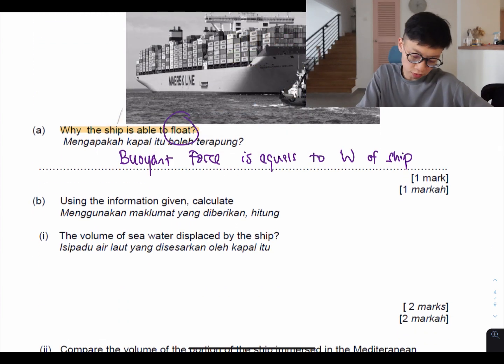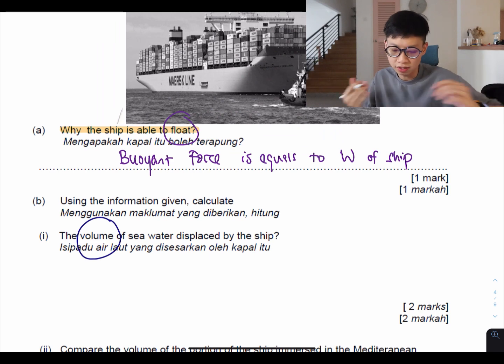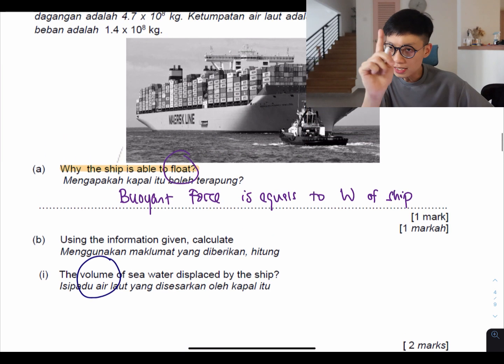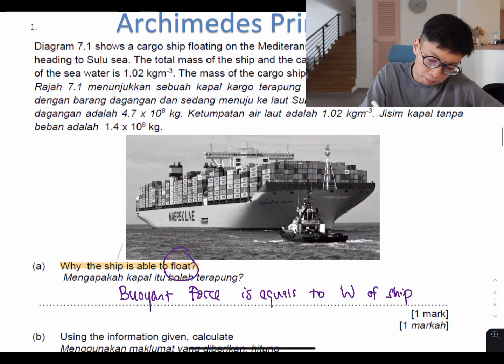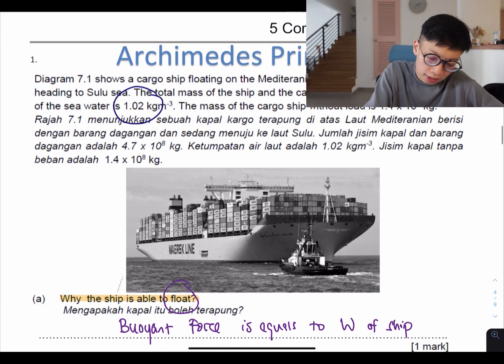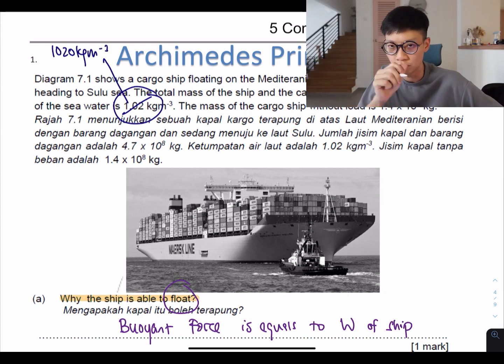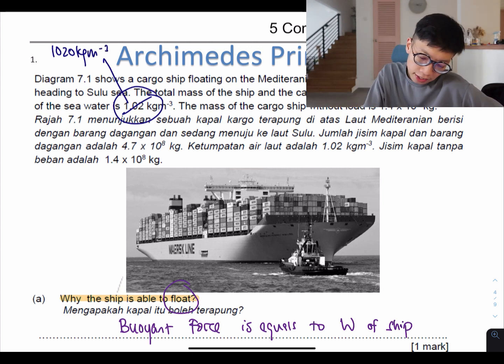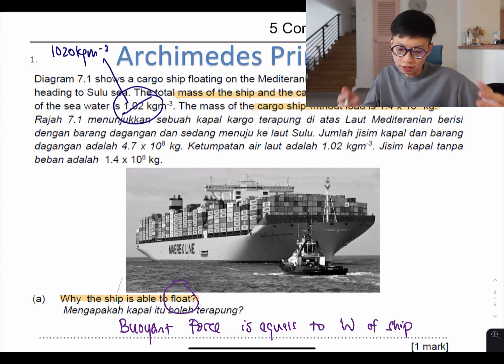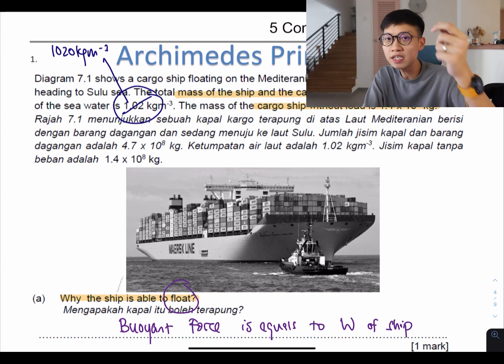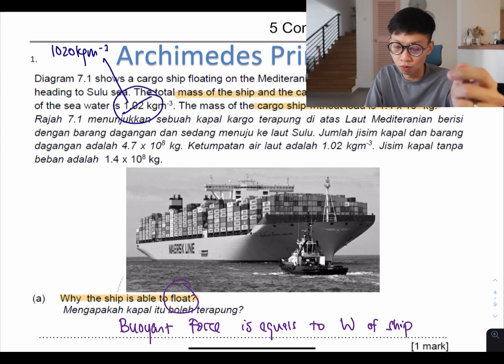Now they ask you for the volume of seawater displaced by the ship. There is a trick question here. However, in this question there is a mistake. Can you change this to 1020 kg per meter cube? It's 1020, not 1.02. Now they give you the total mass of the ship with the cargo and without the load. Of course in this case, the ship is loaded with merchandise, so obviously we need to use the one with cargo.